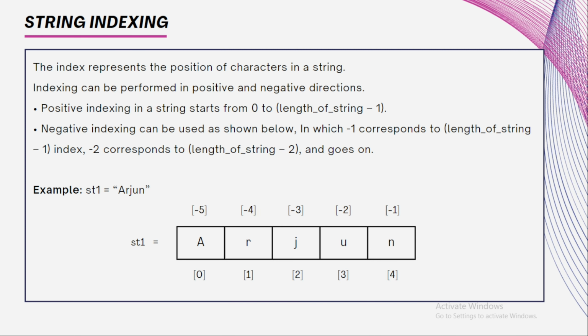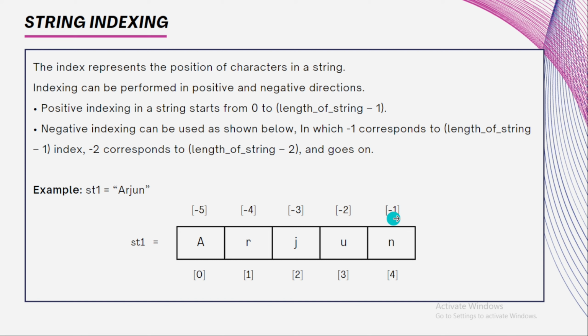Now let us move on to string indexing. Indexing represents the position of a character in a given string. Indexing can be performed in the positive and negative direction. Positive indexing in a string starts from 0 to length of string - 1. The length of a string can be obtained with the help of the len function, which will be discussed in the string functions. And negative indexing can be used as shown below, in which -1 corresponds to length of string - 1.